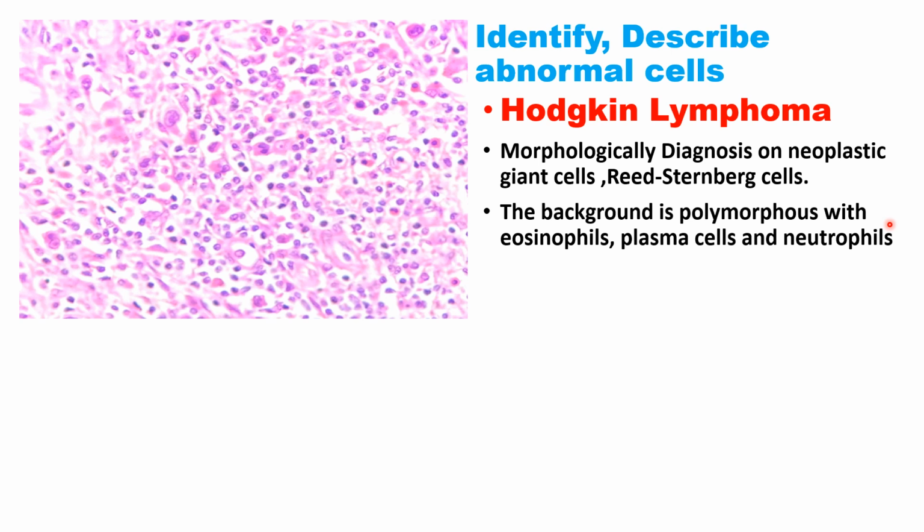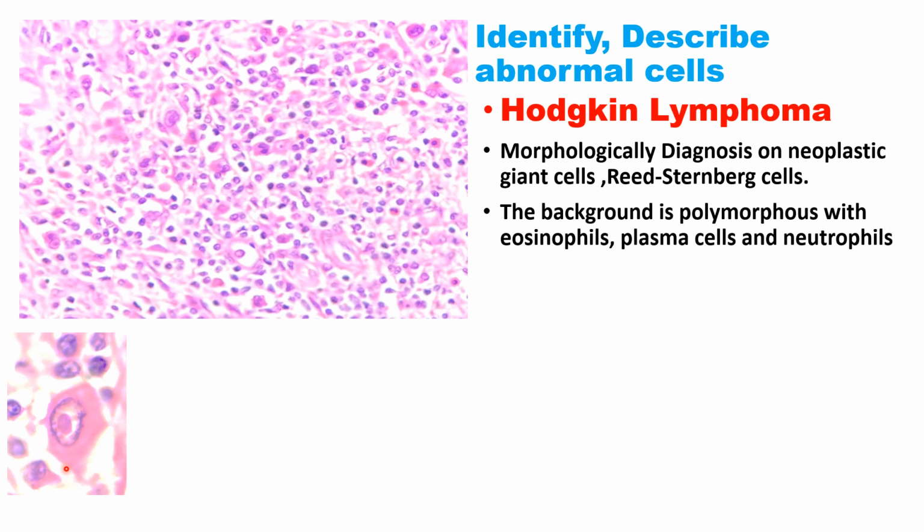So morphologically, the diagnosis of Hodgkin lymphoma rests on the neoplastic cells. Now the neoplastic component in this lesion is Reed-Sternberg cells, which are abnormal cells, and the rest of the population is non-neoplastic. Now you have to remember the classical morphological features of Reed-Sternberg cell.